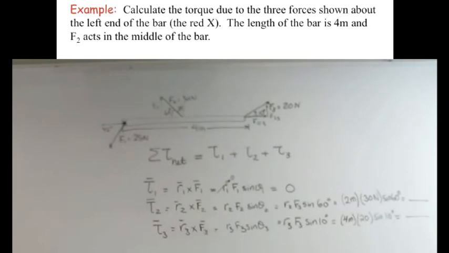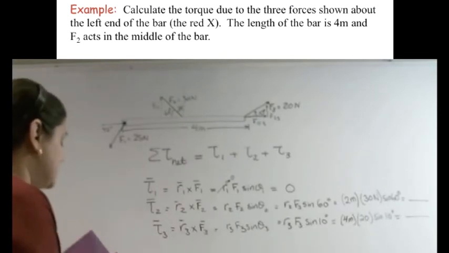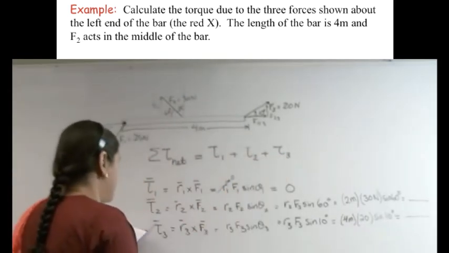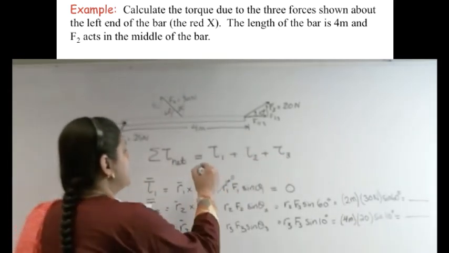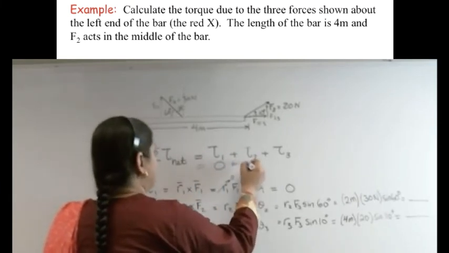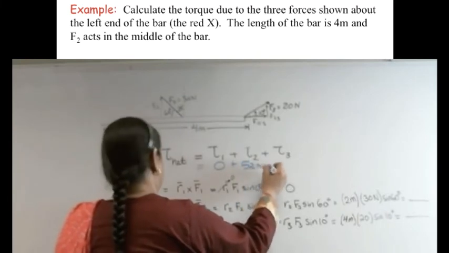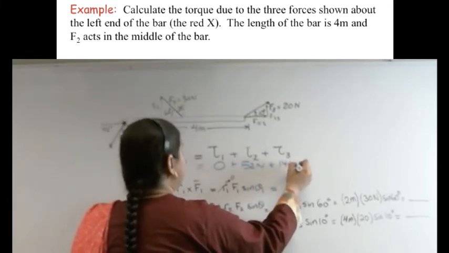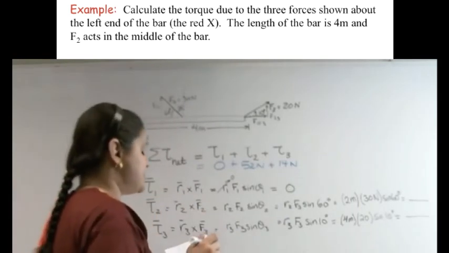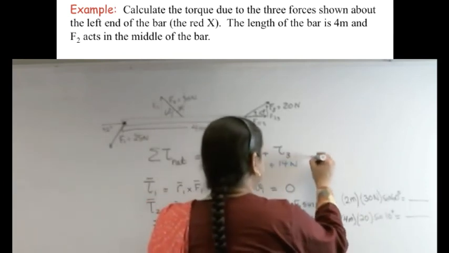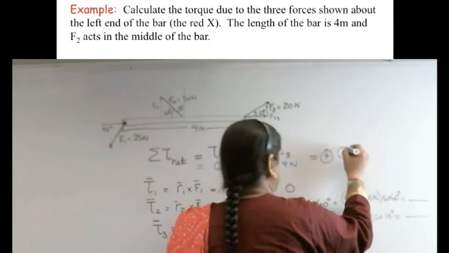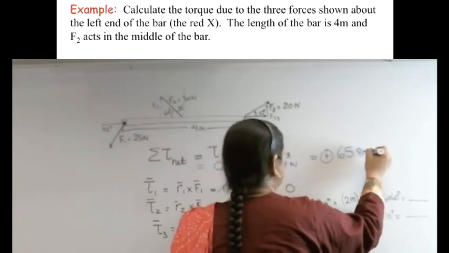Once you have all of those numbers, all that's needed is to plug them into the sum. When I calculate it, my answer is 0 plus about 52 newton meters plus about 14 newton meters. I say about 14 because it comes out to some decimal points and I'm just averaging them out. So in total, I am getting plus 65.8 newton meters for my torque.